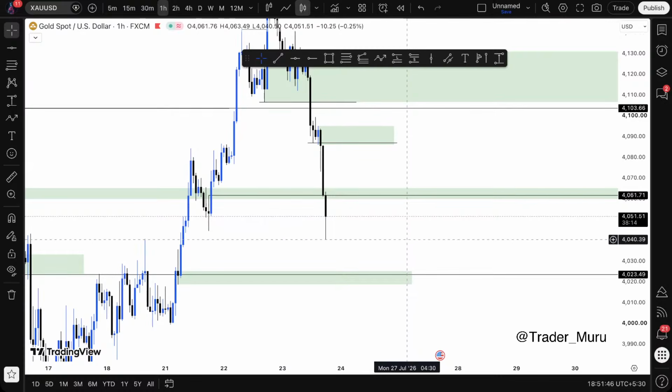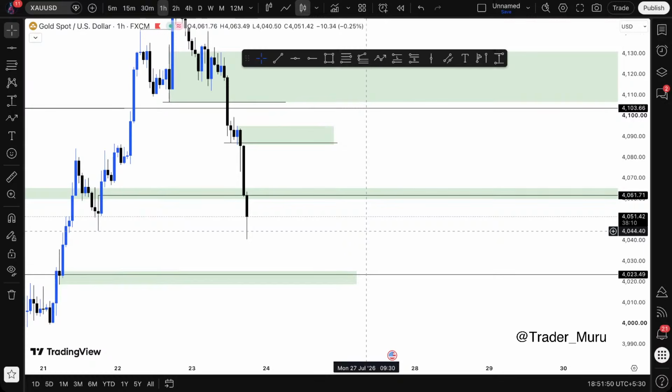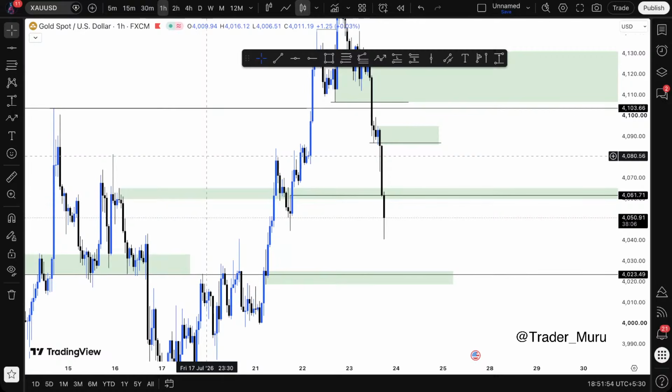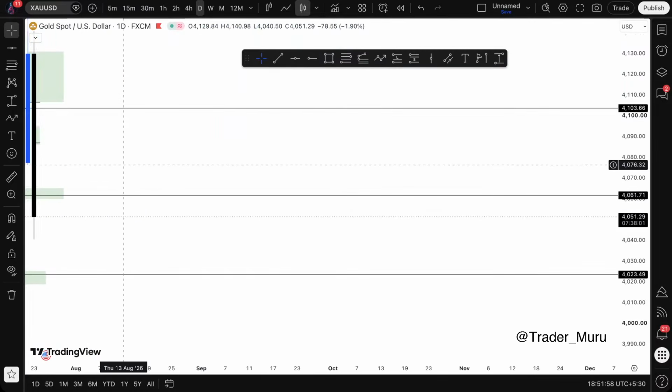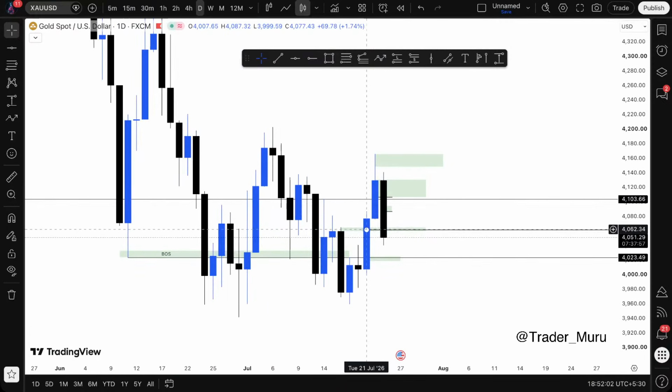Price is already rejecting from this area. Let's wait for 4 hour closing. Today's candle is closing below yesterday's low. Forget about uptrend, start shorting again.